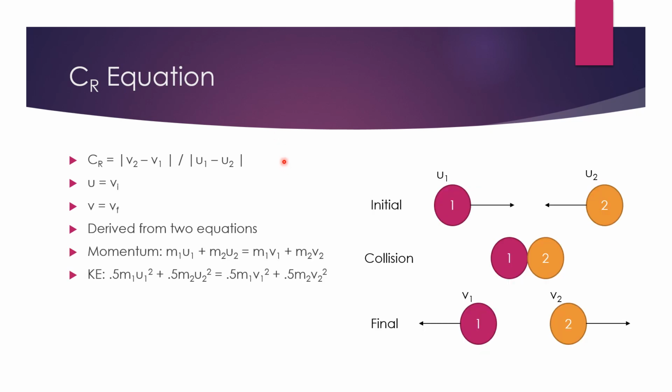This is the definition in equation form, where u is initial velocity and v is final velocity. If this doesn't equal 1, the collision isn't perfectly elastic. This is derived from the momentum and kinetic energy equations of a perfectly elastic collision.